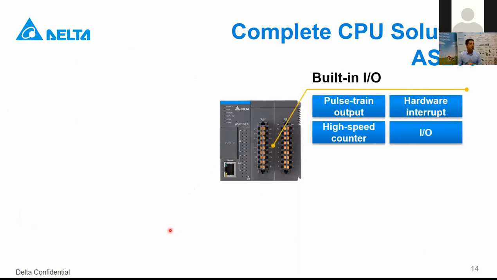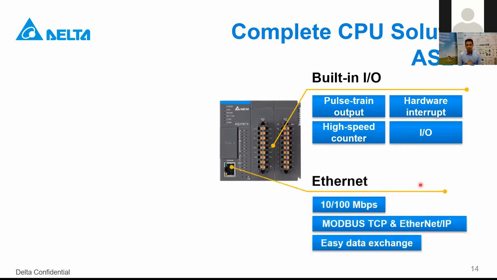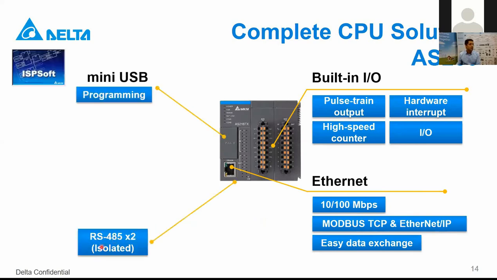And this is AS200. So here, what is the main difference? There is a built-in I/O, but the connector type is different. For the AS300, it was a mill connector, but this is a push-in connector. And AS200 also supports pulse output, hardware interrupt, high-speed counter, and digital I/O. And we have an Ethernet port as well. Same port, Modbus TCP and Ethernet IP at the same time, and can be used for programming as well. And we have an RS485 port as we have in AS300.